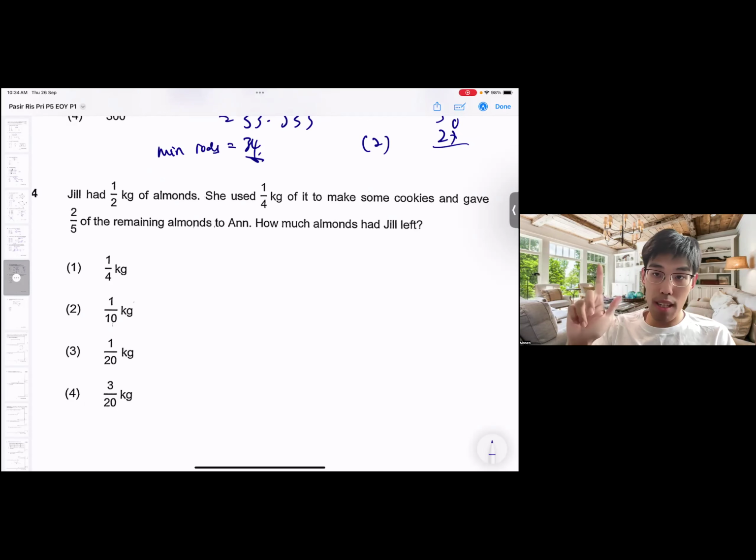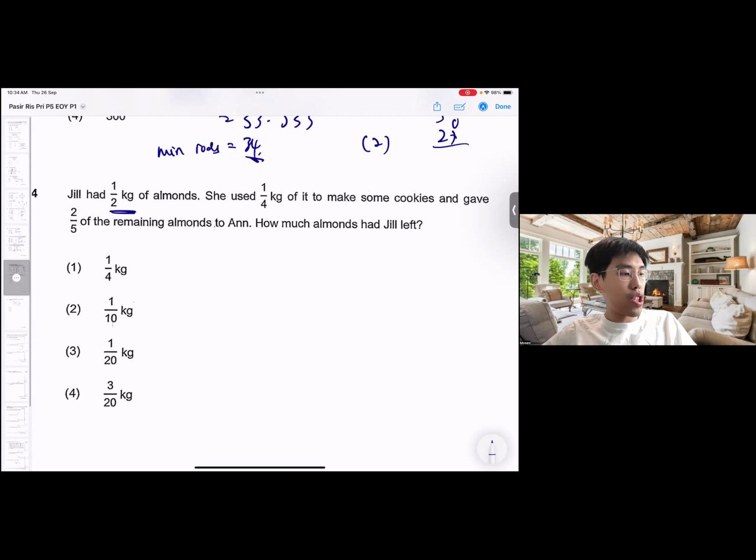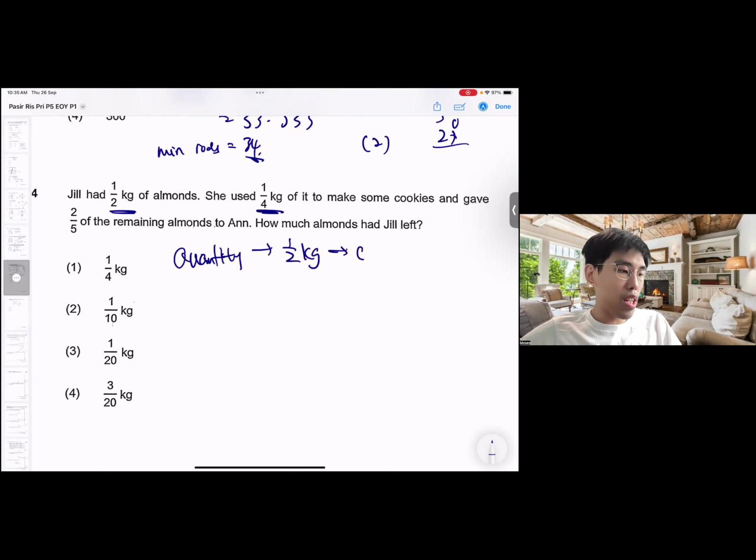One is quantity, one is proportion. Quantity are what we see here, half kg, 1/4 kg. All these are just numbers. These numbers can be converted to something else. So for example, I say half kg. Half kg can just be 0.5 kg, or it can just mean 500 grams. It's just a number. It doesn't matter.